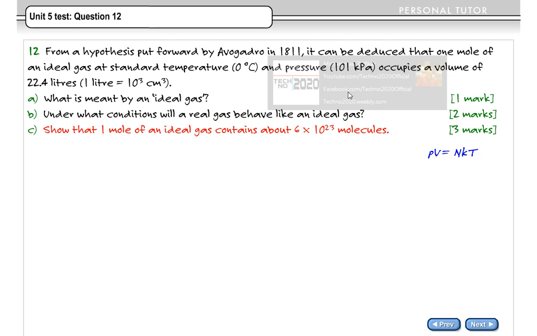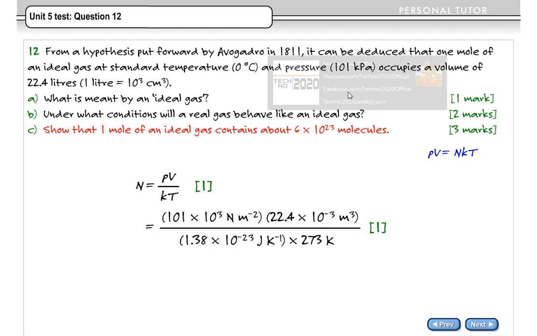In part C, we rearrange the ideal gas equation so that we can calculate N, the number of molecules required, and then substitute the data in the question into this equation, along with any data required from the datasheet. You must also remember to convert to the Kelvin temperature and to write the volume in cubic meters, which would get you a mark even if you subsequently made an arithmetical error in your calculation. And it works out to be 6.01 times 10 to the 23 molecules, which is about 6 times 10 to the 23 molecules as required.